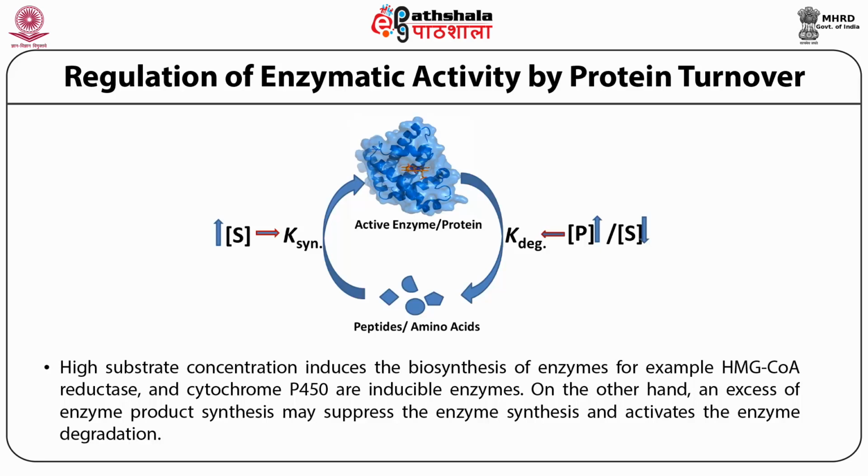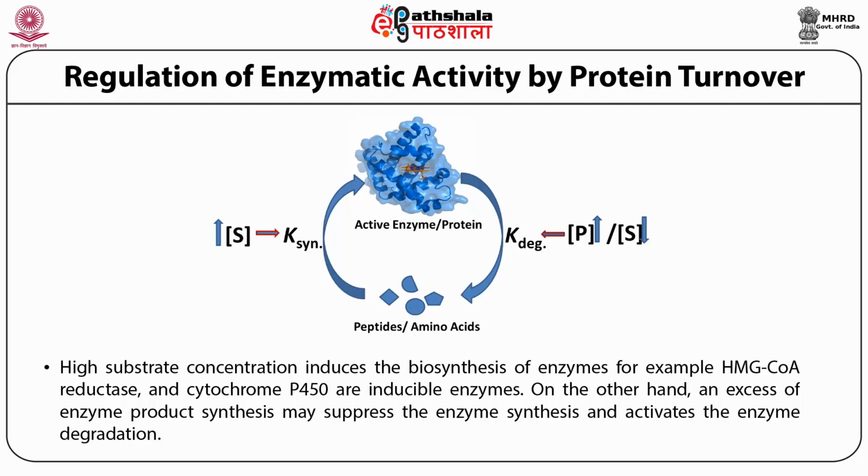It may bind to some transcription factor, or somehow increase the expression of those proteins. So protein synthesis will occur from amino acids, and this can be directly influenced by substrate concentration. Substrate concentration will increase the constant of synthesis, and then there will be more and more protein synthesis. For example, HMG-CoA reductase and cytochrome P450 are two enzymes which are inducible. Whenever their substrate concentration goes high, there will be more synthesis of these enzymes.